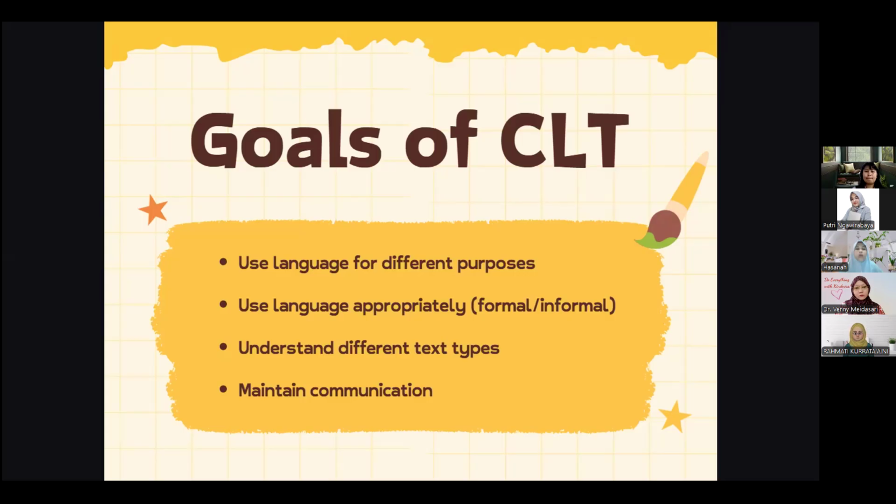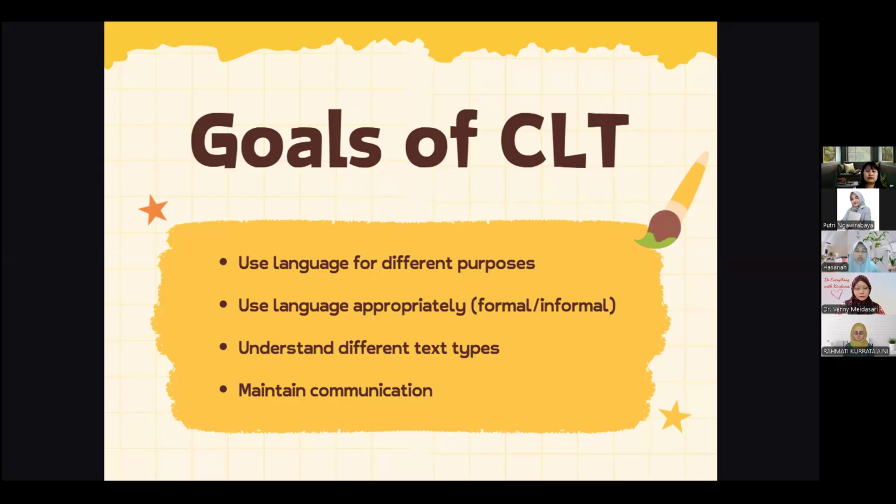Okay, the third one is understand different text types. Another important goal is helping students understand and use different text types, both spoken and written. They might include narrative text, that is a story, descriptive text, describing people or places, recount text, telling past experiences, dialogue and conversation, and functional texts that are announcements, messages, and so on.